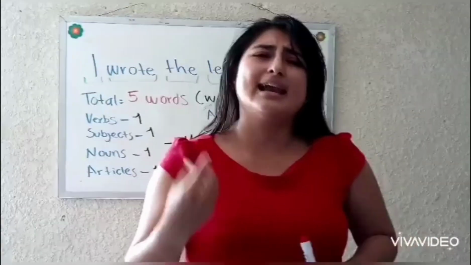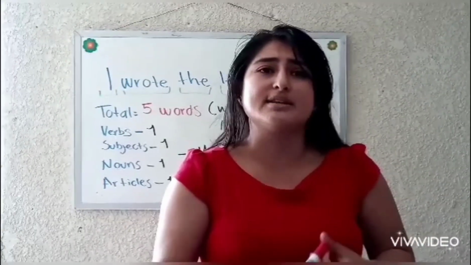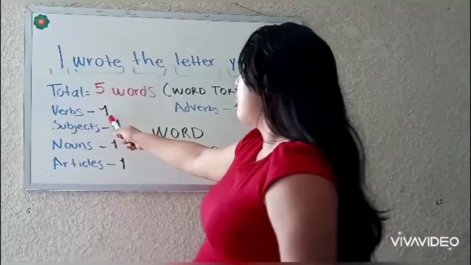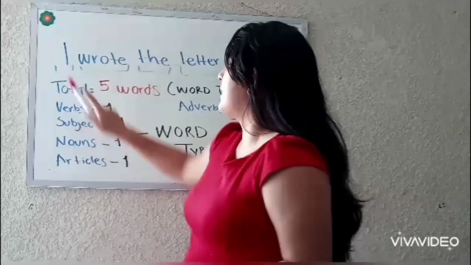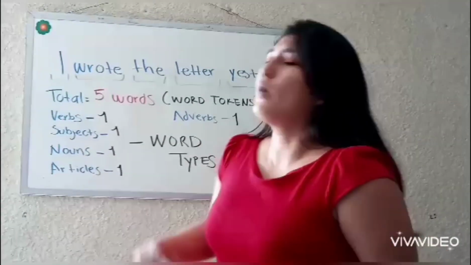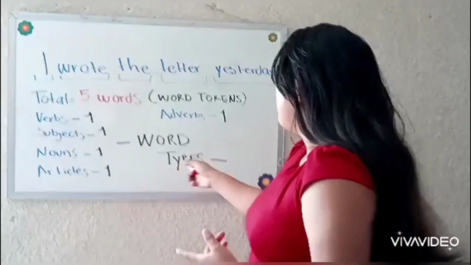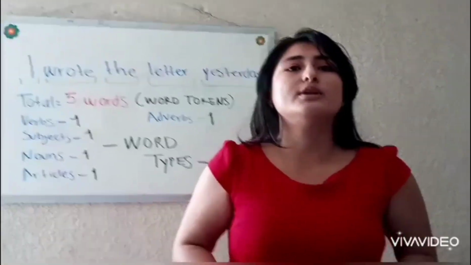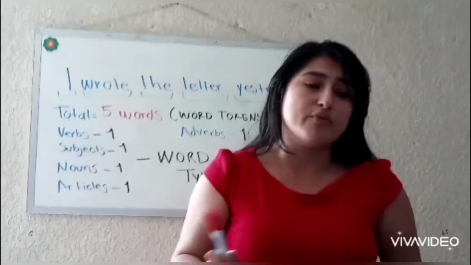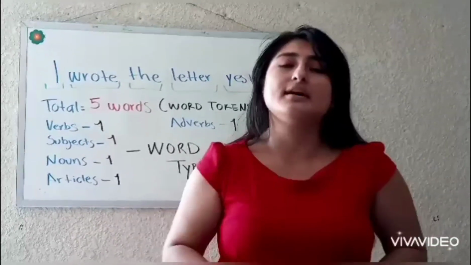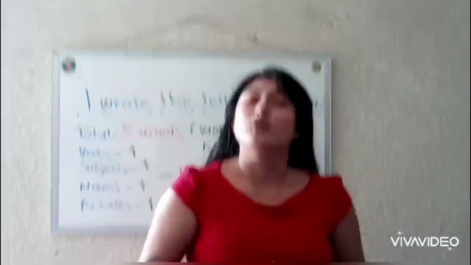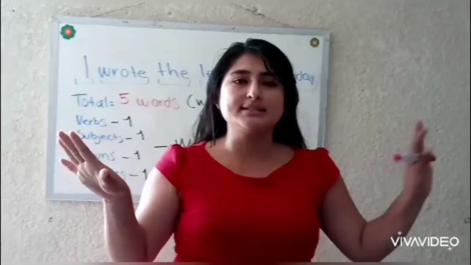But after that, I classify them in the different grammatical categories they belong to. For example, verbs, subject, noun, articles, and adverbs. The verb is wrote, the subject is I, the noun is letter, the article is the, the adverb is yesterday. Why did I classify that? Because I needed to see how many word types were in that sentence. Those grammatical categories and the number of words that are in any category are called word types.